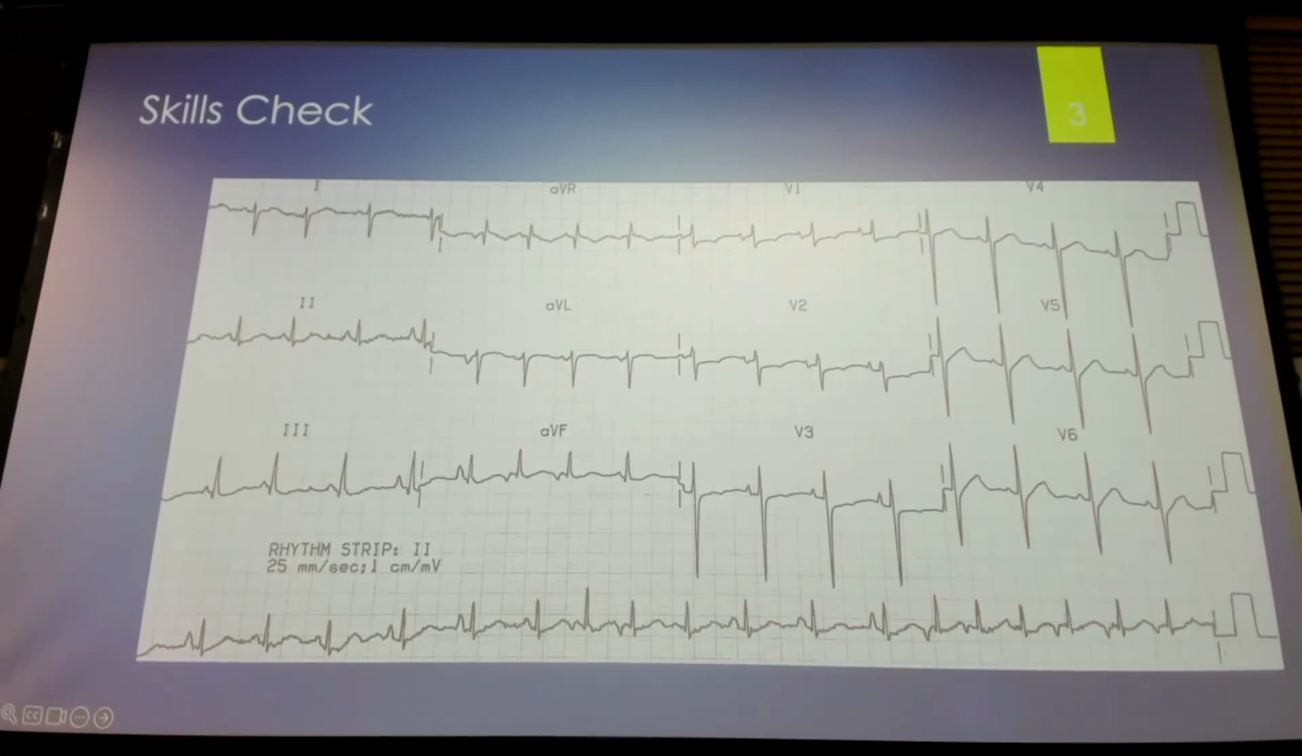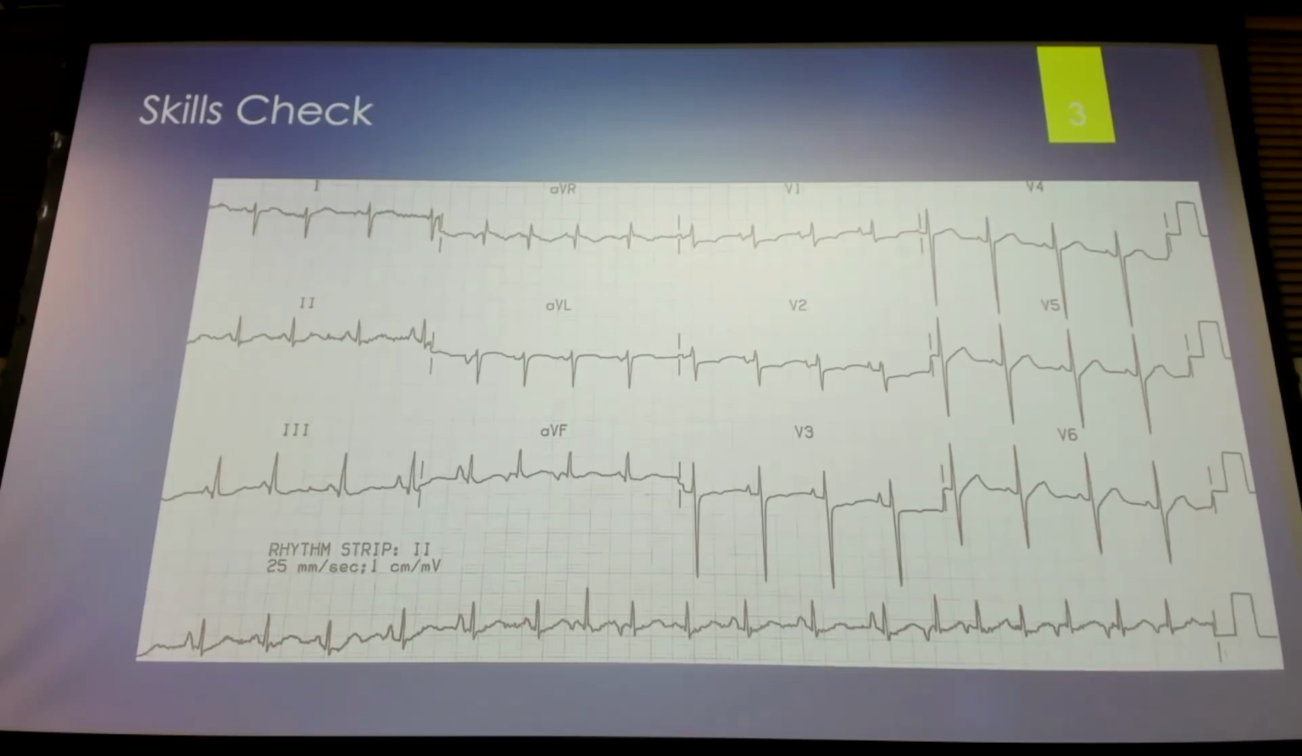About 180 now. 180? Yes. And how are you doing that? I'm using 10-second strips, so there's 18, and we times it by 6, sorry. 6. So about 108. So tachycardic, okay?